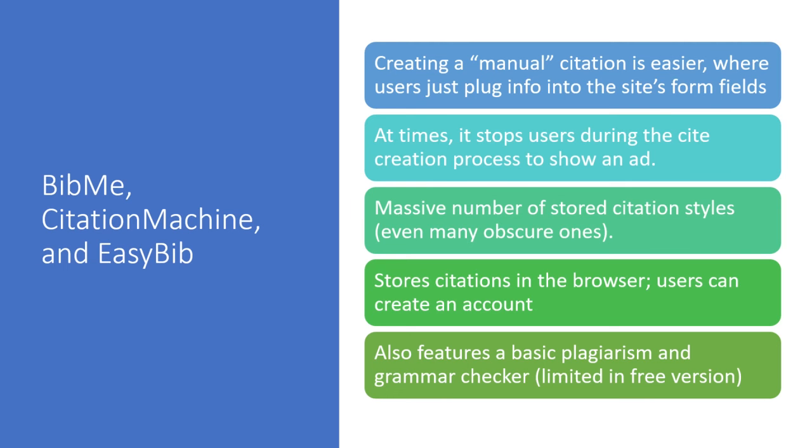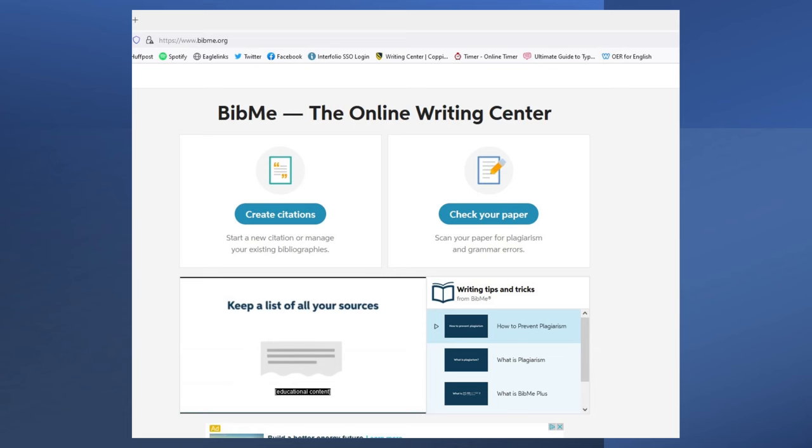Researchers can store their citations in the browser so that anytime you go back to the browser, it's stored. But you can also create an online account with these sites that will store your citations indefinitely. There is a basic plagiarism and grammar checker in these applications as well, but it is pretty limited in the free version. So the Citation Machine, BibMe, EasyBib interface looks kind of the same. This is BibMe's. That looks about the same. So you can either create a citation or go through the plagiarism check.